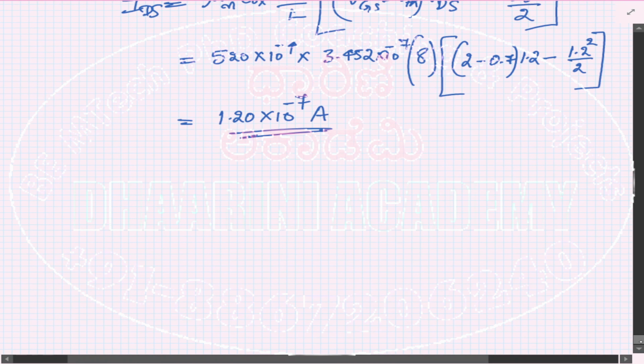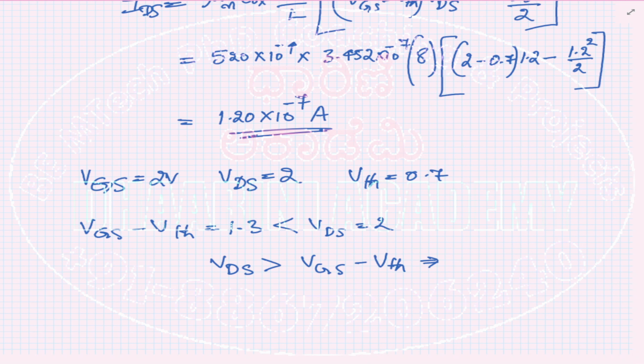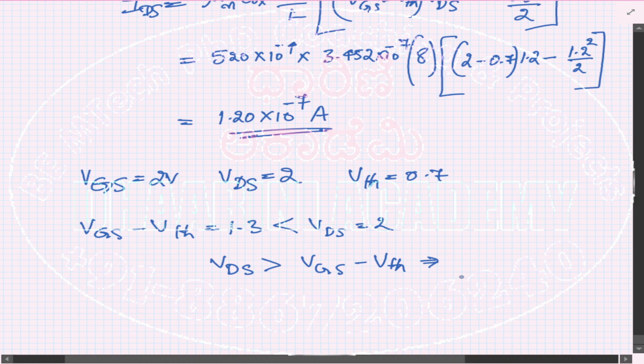All right, now let's go to the second condition. Check what are the values of VGS, VDS and V threshold. So in the second case, VGS is still 2 because they are not changing that, but VDS is also changed to 2, and we know that V threshold is 0.7. So VGS minus VTH is equal to 1.3. This value is less than VDS, which is equal to 2. This means VDS is bigger than VGS minus V threshold. So this implies which region? Yes, it is saturation.